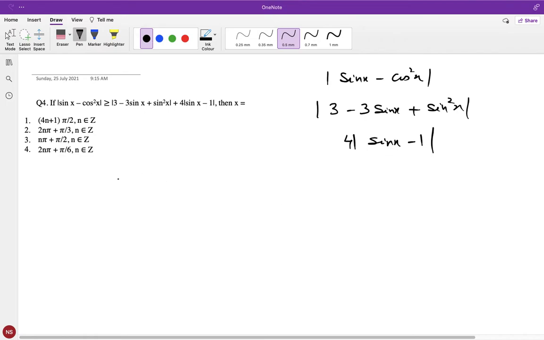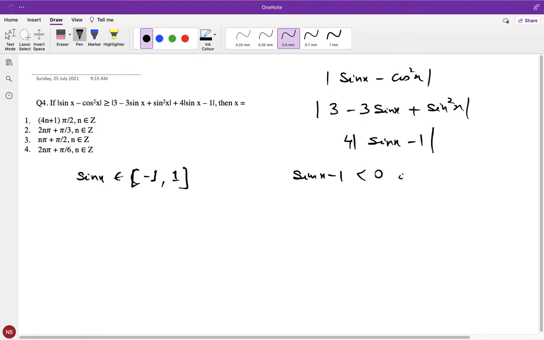Trigonometry is very less. So we know that sine x is always lying between minus 1 and plus 1 included. Sine x is never greater than 1. So sine x minus 1 is always less than 0, or at max it can be equal to 0 only when sine x equal to 1, right? So you can safely write mod of (sine x minus 1) is equals to minus of (sine x minus 1), because this is always less than or equal to 0. So this is equals to 1 minus sine x.